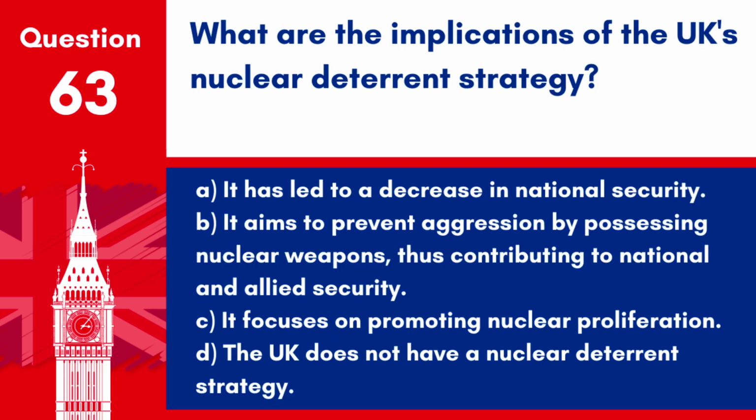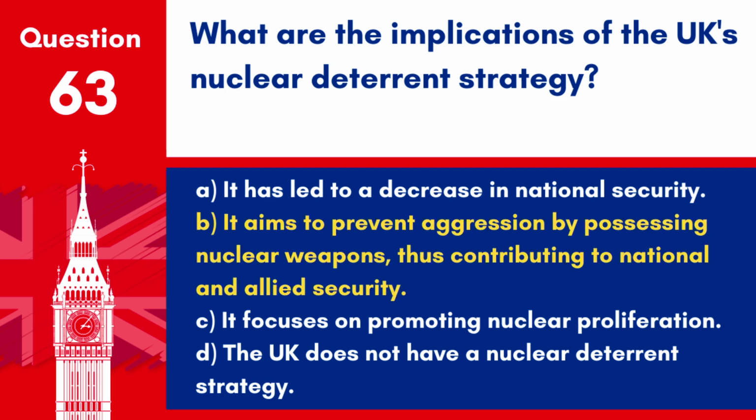Question 63. What are the implications of the UK's nuclear deterrent strategy? A. It has led to a decrease in national security. B. It aims to prevent aggression by possessing nuclear weapons, thus contributing to national and allied security. C. It focuses on promoting nuclear proliferation. D. The UK does not have a nuclear deterrent strategy.